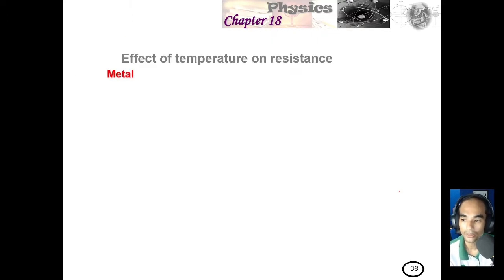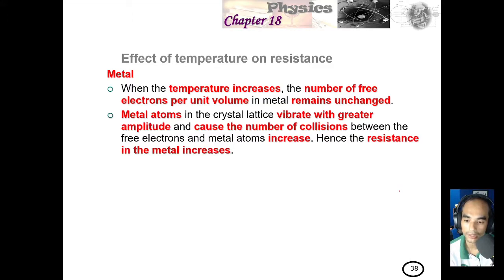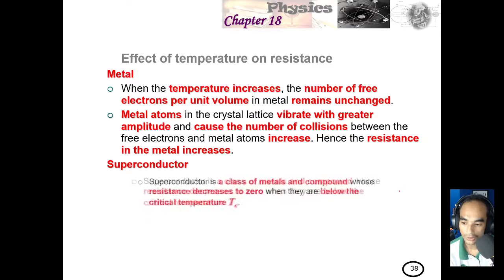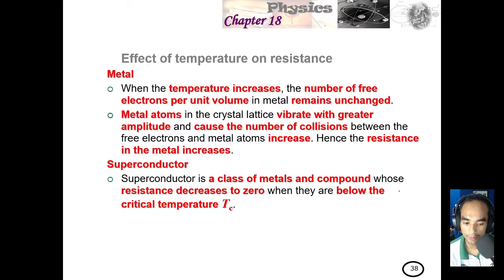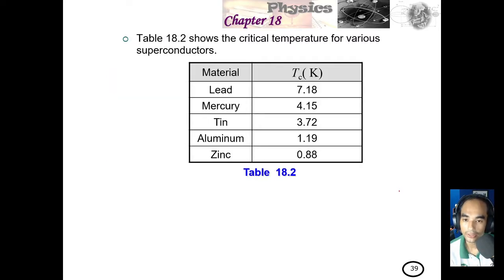Effect of temperature on a metal system. So we make a summary again. When the temperature increases, the number of free electrons per unit volume of metal remains unchanged. The metal atoms in the structure vibrate with greater amplitude and cause the number of collisions between the free electrons and metal atoms to increase. Hence, the resistance of the metal increases. A superconductor is a class of metals and compounds whose resistance decreases to zero when they are below the critical temperature Tc. This is the critical temperature for various superconductors. All units over here are in Kelvin.